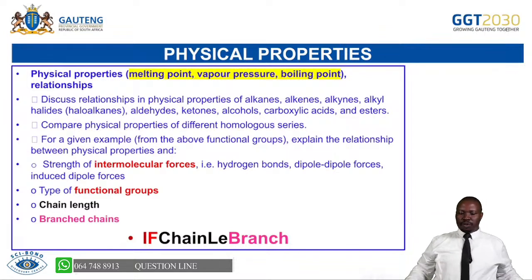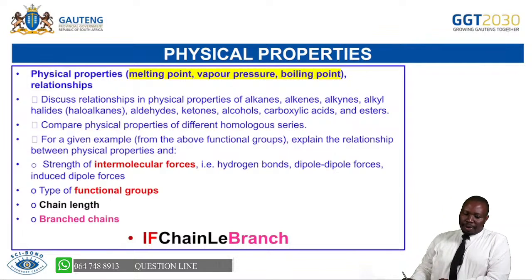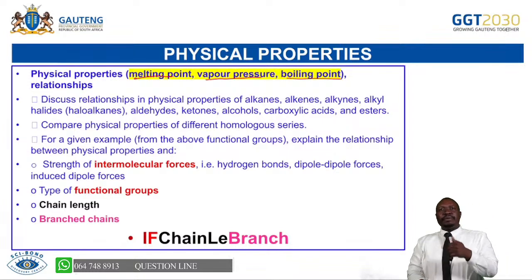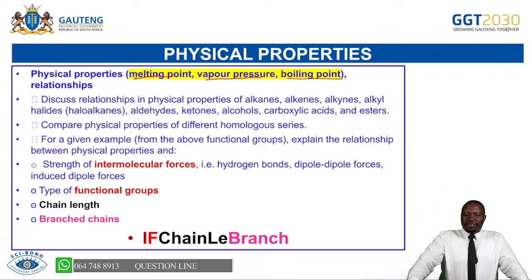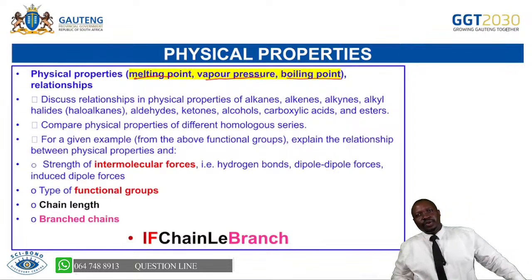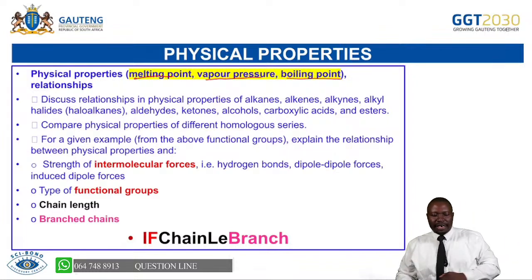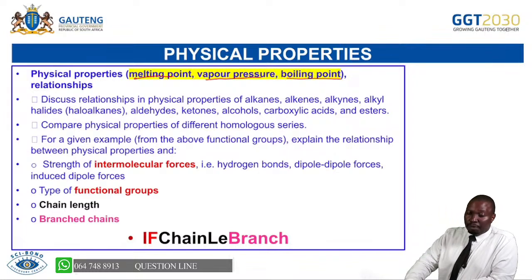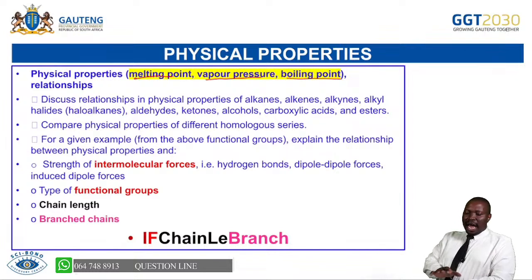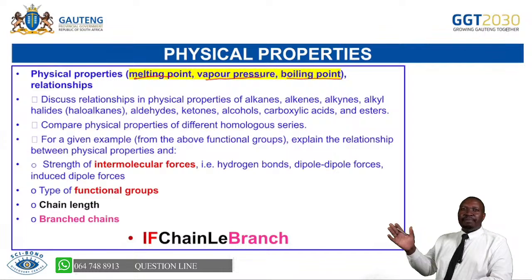In physical sciences, we do 3 physical properties, which are the melting point, the vapor pressure, and the boiling point. So when you say physical properties, we're talking about those 3. There are 3 physical properties that we focus on in grade 12. As you go to university, you can do others, viscosity and other physical properties. But for grade 12, you are focusing only on melting point, vapor pressure, and boiling point.